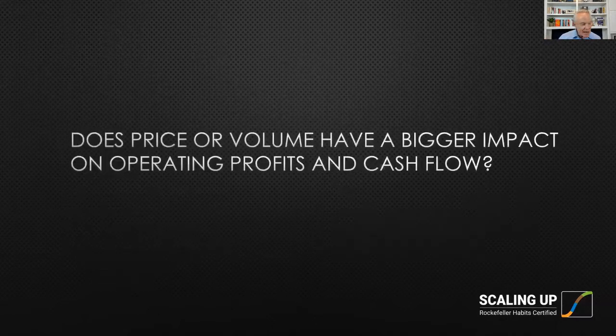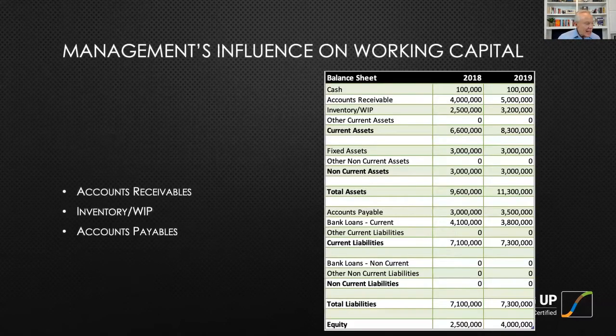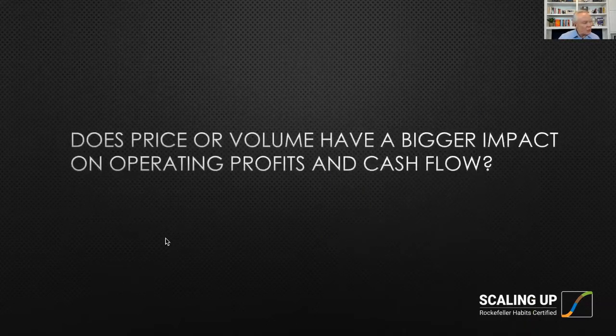So how do we impact the balance sheet? And that comes from accounts receivable, that comes from inventory, and that comes from accounts payables. Now, before I move into the tool, let me ask you a question. Does price or volume have the biggest impact on operating profits and cash flows?